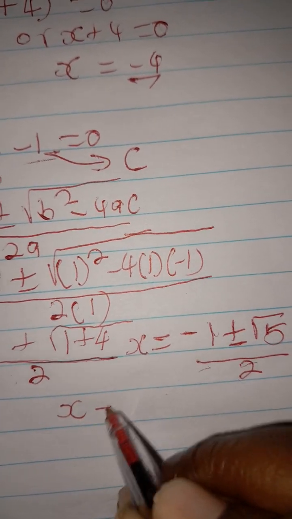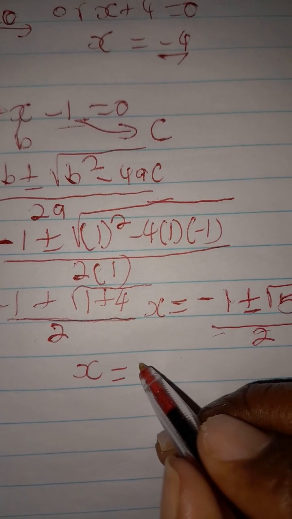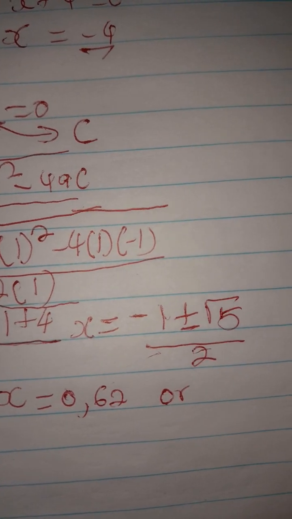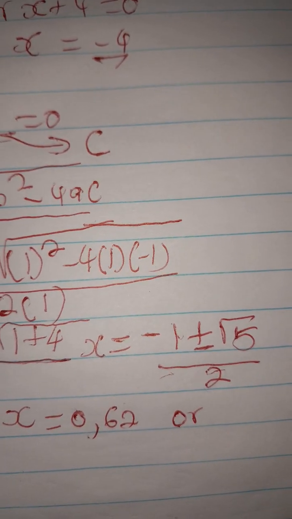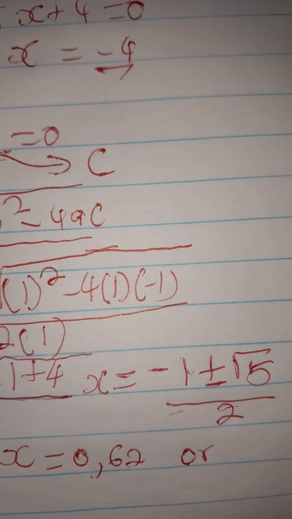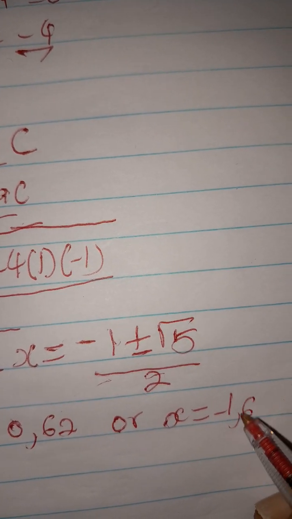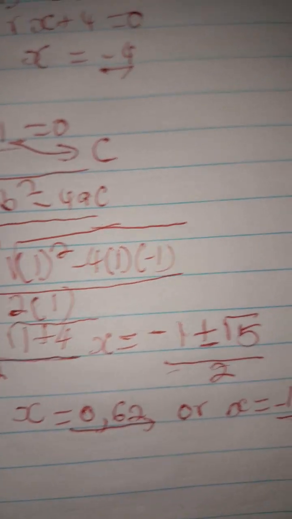So if we punch this on our calculator, that will give us 0.62. All right, and as well that will give us, we are going to have negative x is equal to negative 1.62, corrected to two decimal places. We just have to follow the instructions, right?